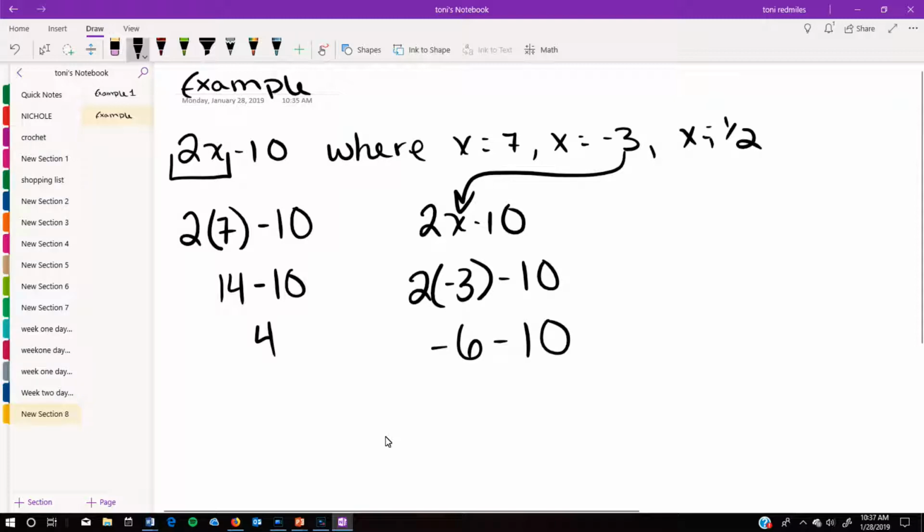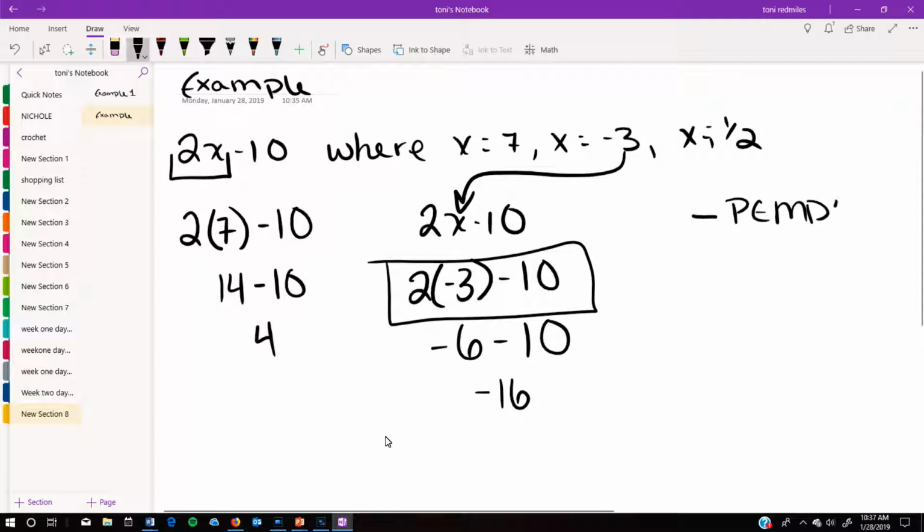Now that I've got multiplication out of the way, let's do our subtraction. I have a -6 minus a 10. That is going to give me -16. If you're really confused on what I did here, you need to go watch a video on order of operations, or PEMDAS, and operations with integers. That's your negative and positive numbers. So when we evaluate, we get a -16.